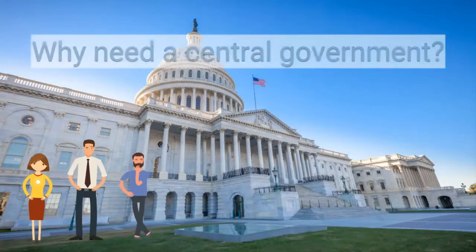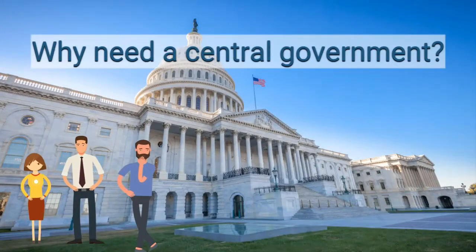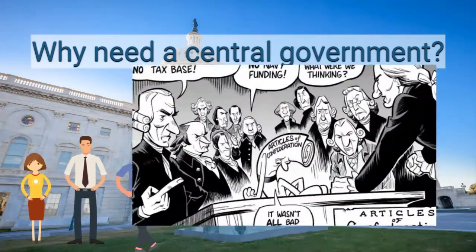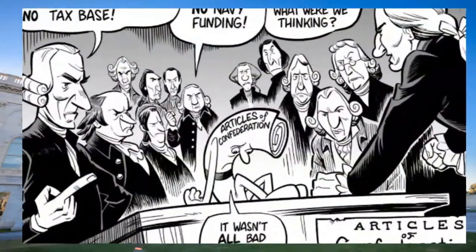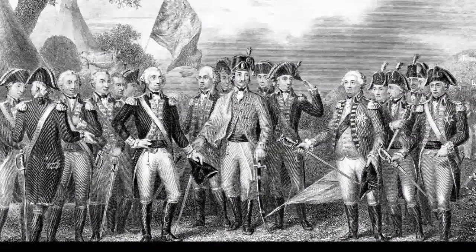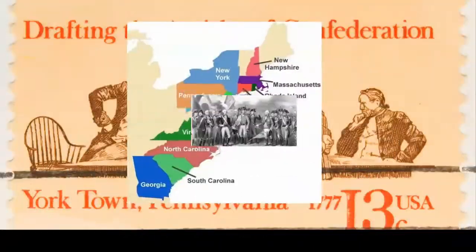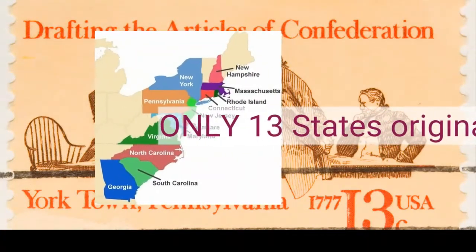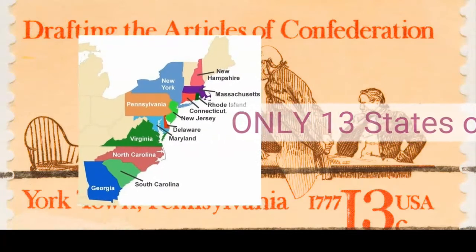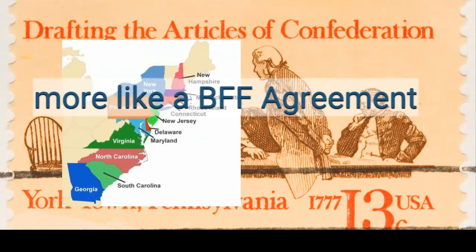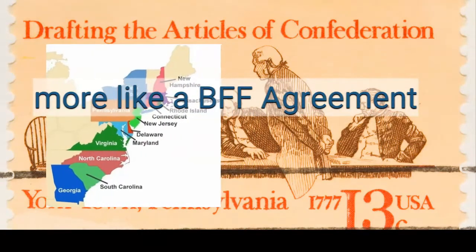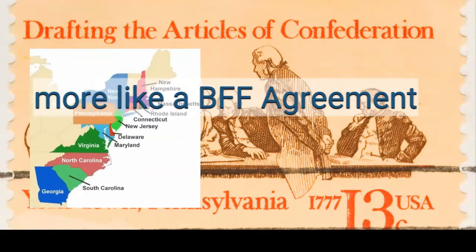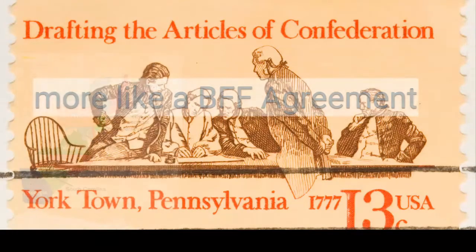A lot of people are asking, why do we need a central government? Well, before the Constitution, we actually didn't have a central government, and it actually didn't go so well for us. So what happened? After the Revolutionary War ended in 1781, the 13 states came together as friends, and they formed these Articles of Confederation. They drafted it in 1777, but didn't pass it until 1781. But really, there's no central government.